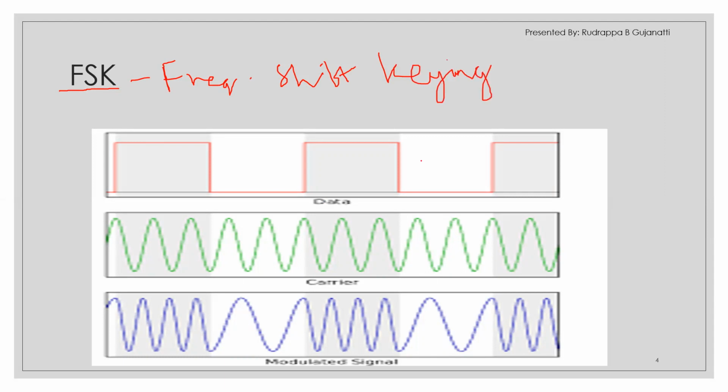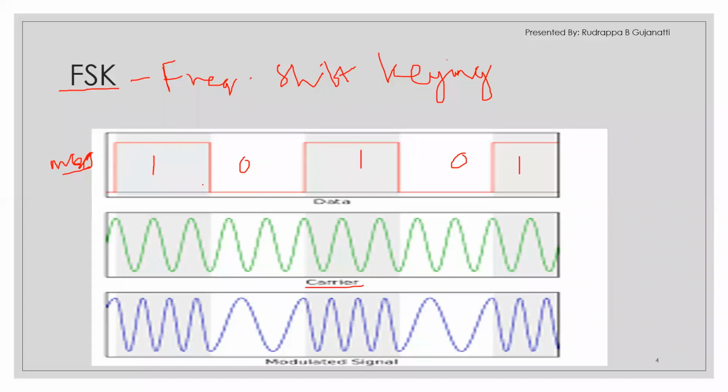It is frequency shift keying. Here we consider the data to be digital, because FSK is a digital modulation technique. The message that will be used will be zeros and ones. So in this case, we are considering the message as zeros and ones, and this one is the carrier signal.